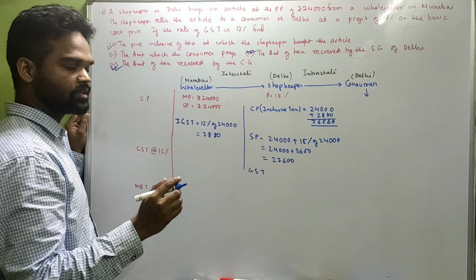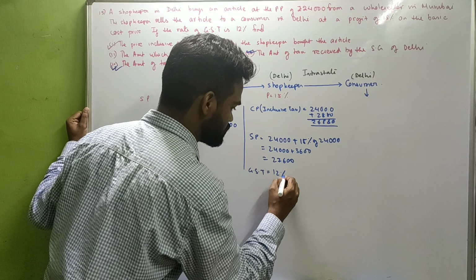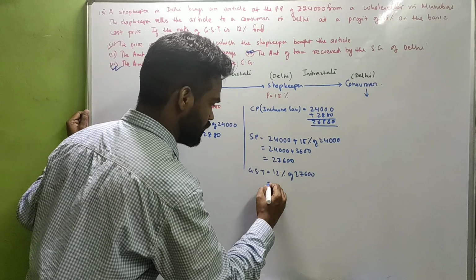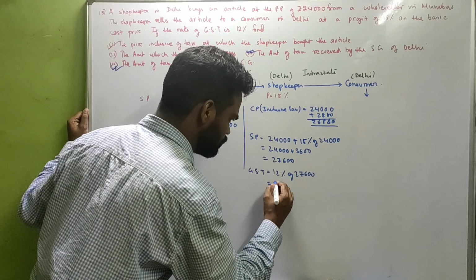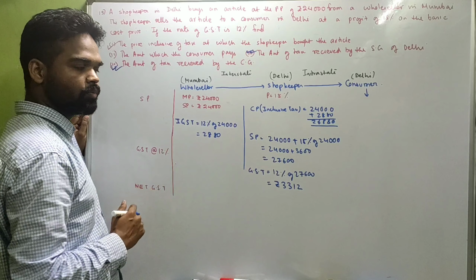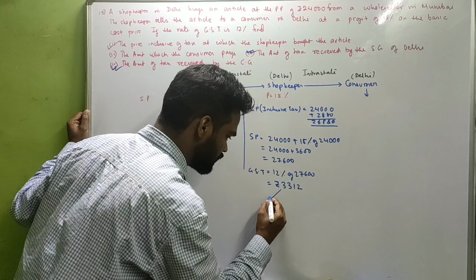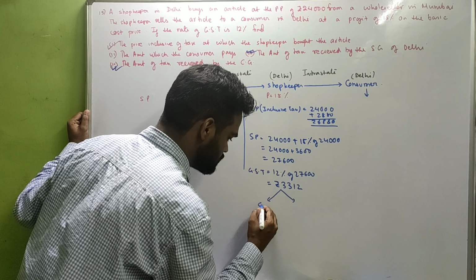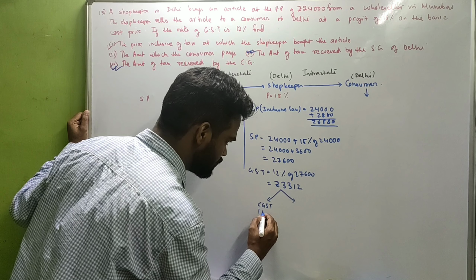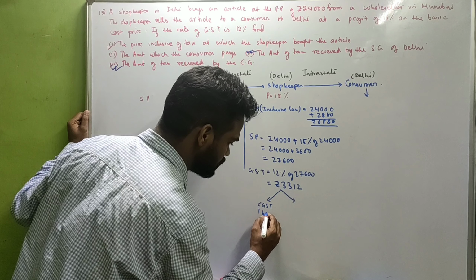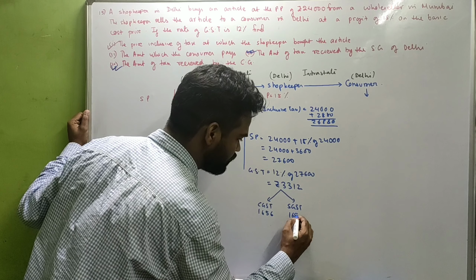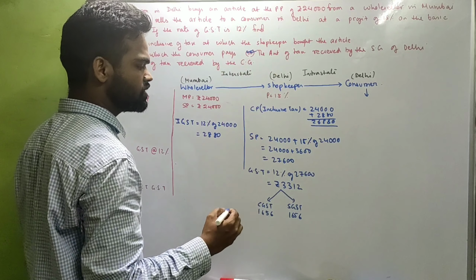Now over here we'll calculate GST. This is intrastate. So that's 12% of 27,600, which is how much? 3,312 if I'm not wrong. This will be divided into two parts. Look carefully now. See, CGST will be 1,656, and SGST again 1,656.